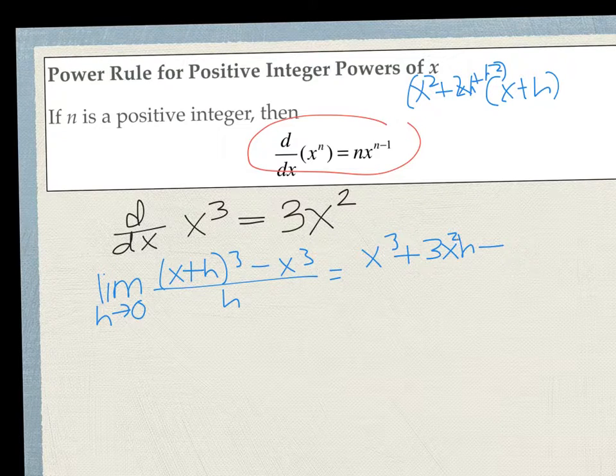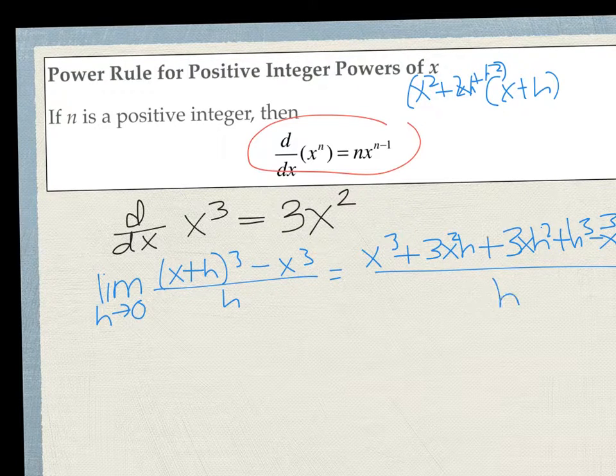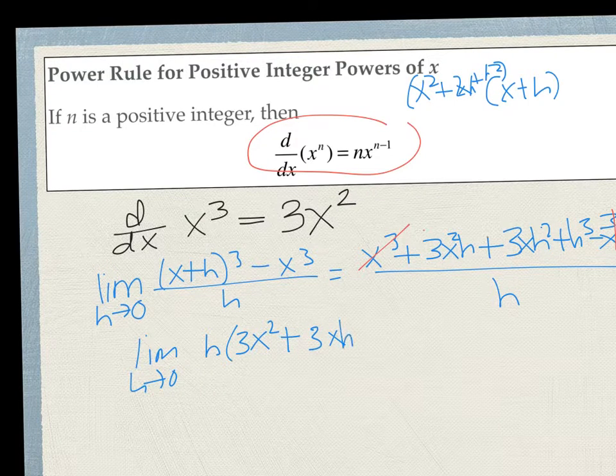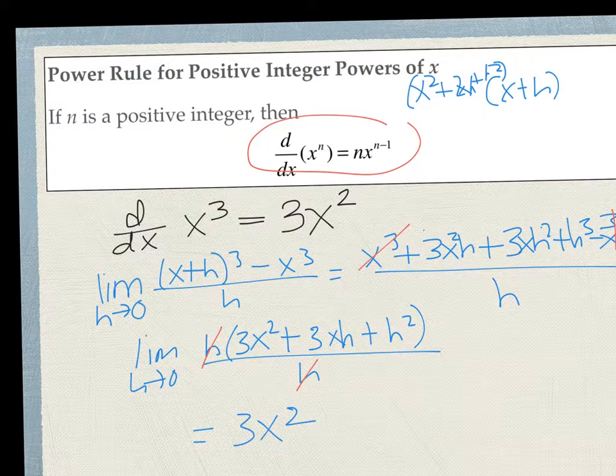3x squared h plus 3xh squared plus h cubed minus x cubed, all over h. The x's cancel. We end up with our h being factored out, so we get 3x squared plus 3xh plus h squared over h. The h's cancel. We plug 0 in for h and we get 3x squared, which is shockingly the same as that. Okay? So this is a slightly faster way of taking a derivative.